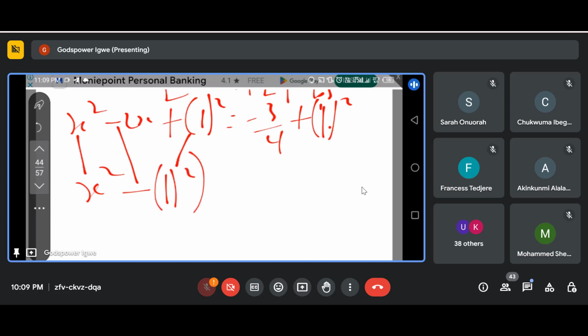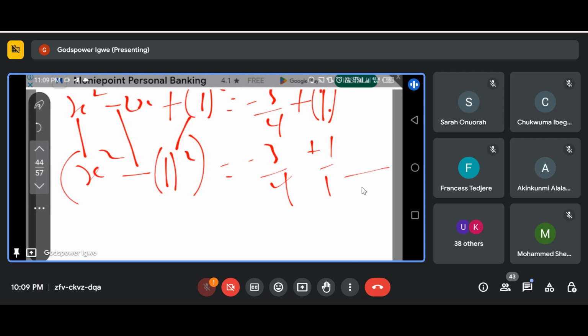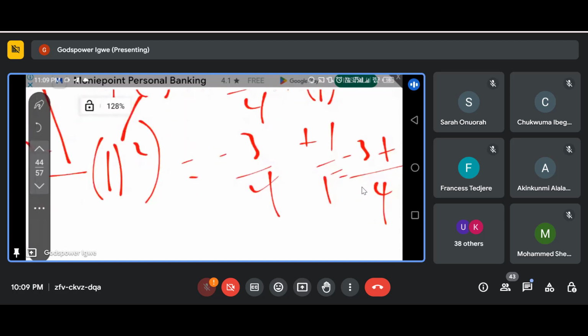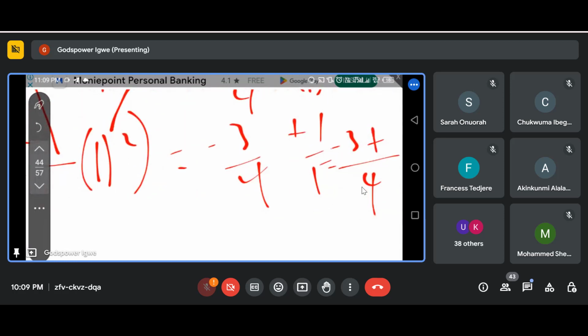If you do that, we take this other one. This is going to be minus 3 all over 4 plus 1 all over 1. If we do that, it's going to give us 4 over 4, so minus 3 plus 4.